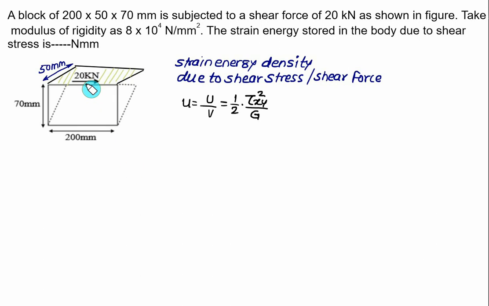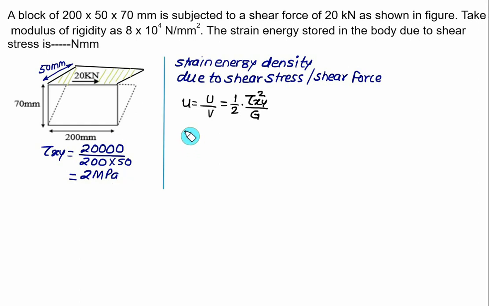So this force divided by the area, we can calculate the shear stress, let's say tau xy, and we are interested in the strain energy. Strain energy per unit volume is given as 1 by 2 tau xy square divided by G, and since we are able to calculate the volume of the given element, we are able to calculate the total strain energy in Newton mm. So first we calculate the shear stress developed, tau xy. Here force is equal to 20,000 Newton, and the area of the top plane will be equal to 200 multiplied by 50. This answer will come in megapascal. So we'll get the shear stress equal to 2 megapascal.